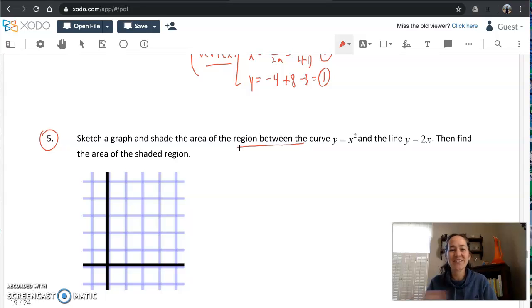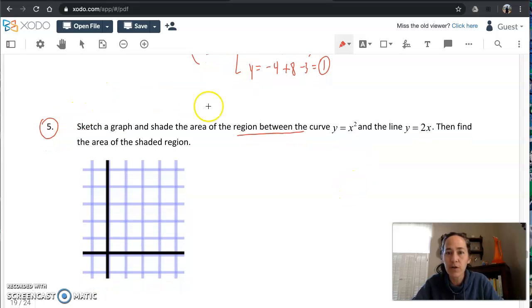Let's look at number 5 together. First, you gotta sketch the graph. Let's see a picture of this situation. So it's between the curve y equals x squared and the line y equals 2x. Let me draw the line first. I know that goes straight through the origin, and I'll use the slope, rise over run, up 2 over 1, to just sketch the line. Y equals 2x. Okay, so that's not too bad.